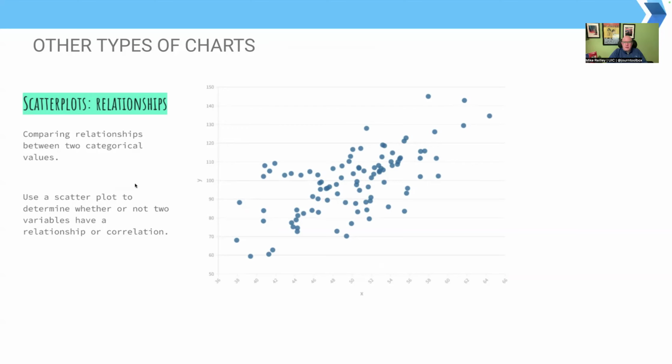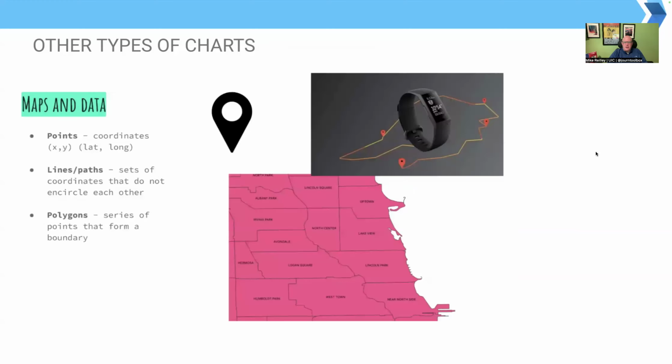And then we'll show you some other really cool stuff you can do. Scatter plot charts show relationships. You can determine whether or not two variables have a correlation, measuring over that X and Y axis. Scatter plot charts, we don't do a lot of those in here, but we could.